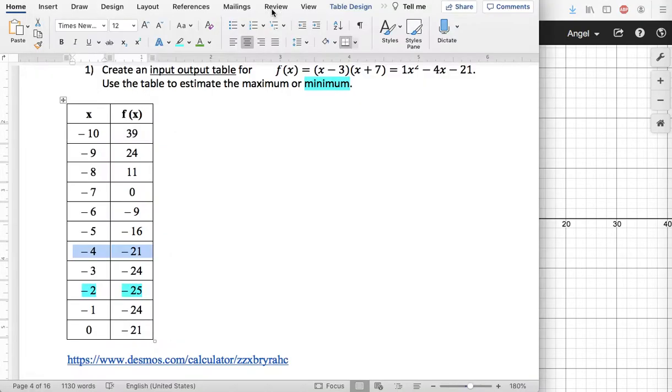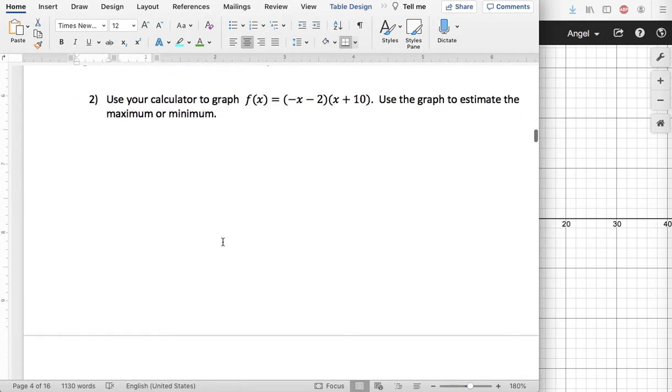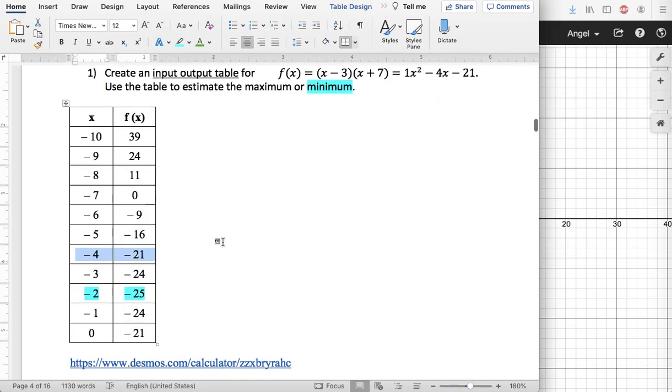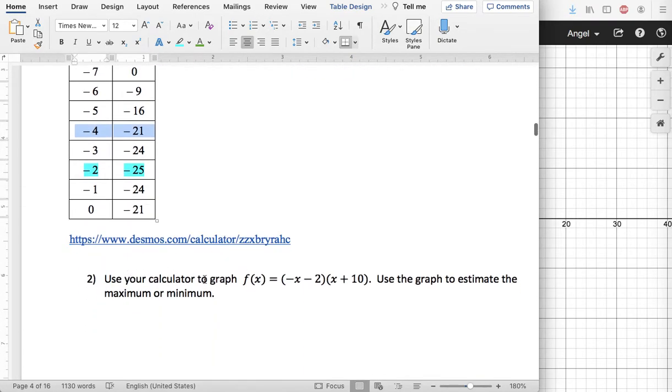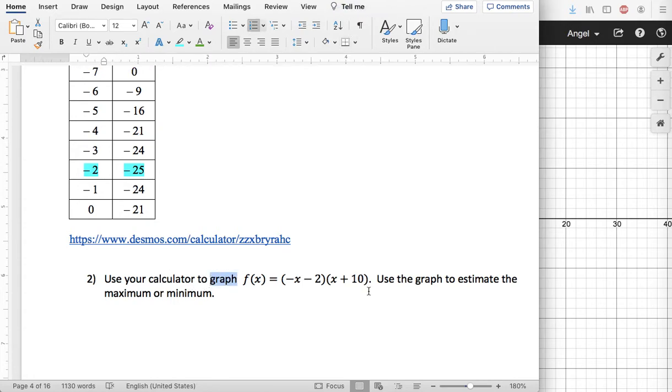All right. So that's how you estimate the minimum or maximum using a table. How about using the graph in order to estimate the minimum or maximum?